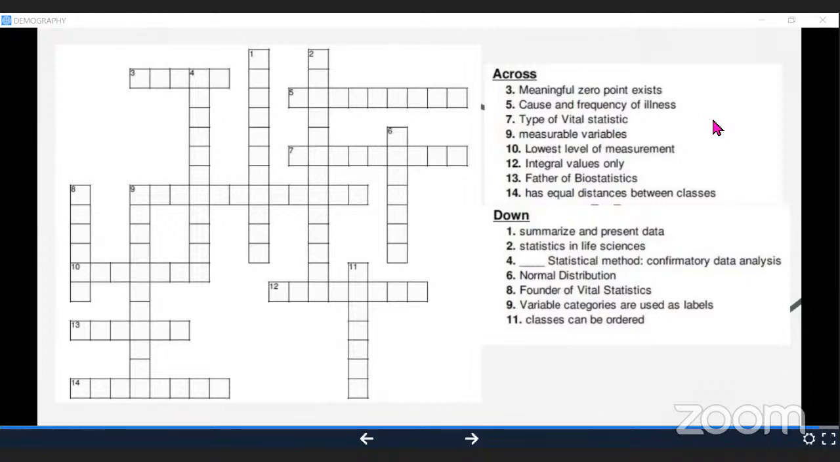Number 9 down, qualitative. That's correct. Number 10, lowest level of measurement: nominal. Number 11, classes can be ordered. If it's not nominal, it's ordinal. Number 12, integral values only: discrete. Number 13, the father of biostatistics: Galton. Number 14, equal distances between classes: interval.